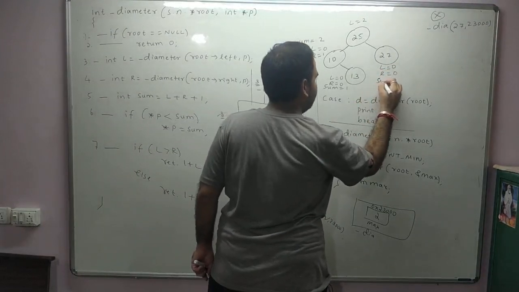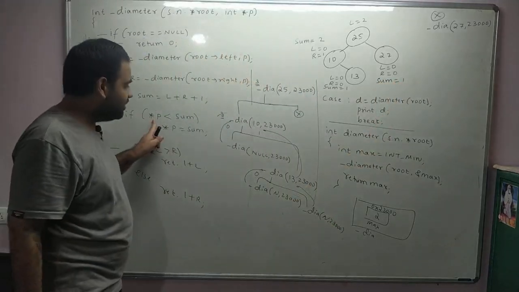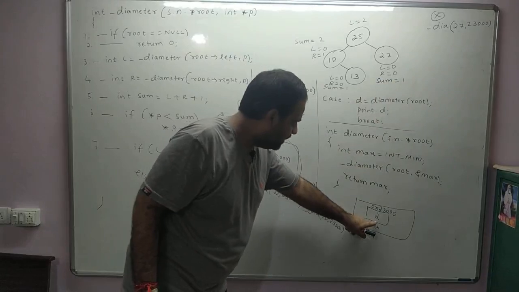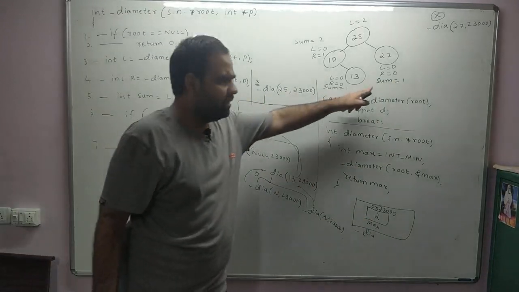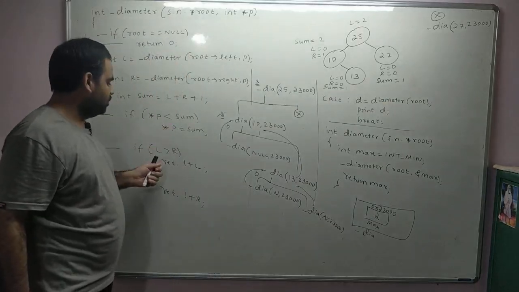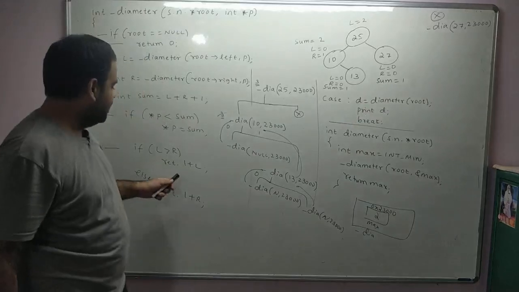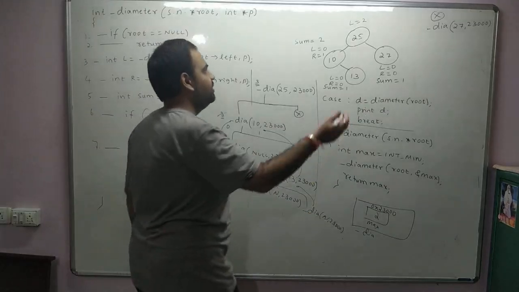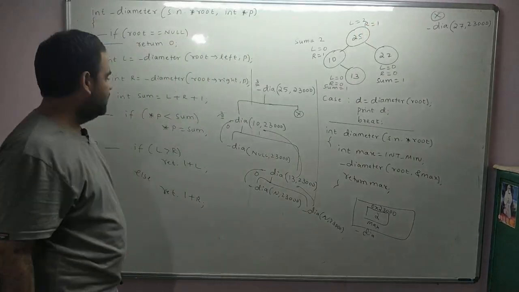Now you compute the sum. What is sum? Sum is equal to L plus R plus 1, which is nothing but 1. Now what is the value of star P? The value of star P is nothing but 2. And what is the value of sum? The value of sum is 1. Is 2 less than 1? No, do not update it. L greater than R, that is 0 greater than 0, is false. Therefore you return 1 plus R, that is 1. Therefore the RHS height with respect to 25 is 1.